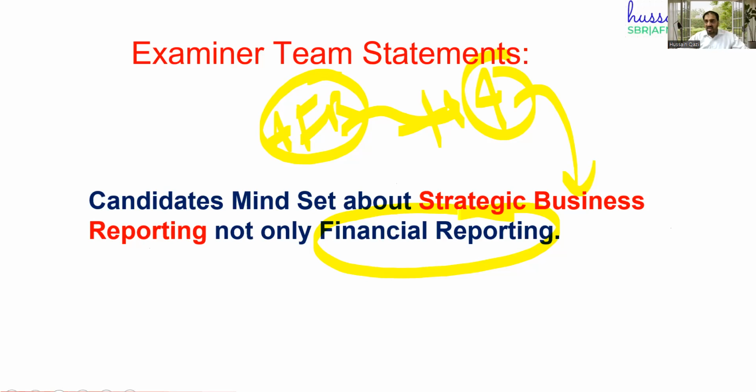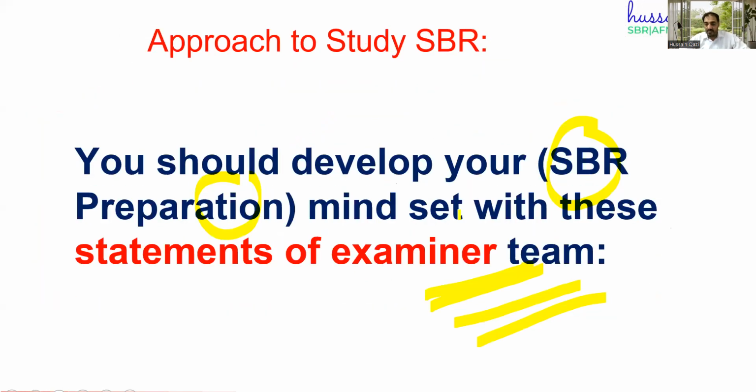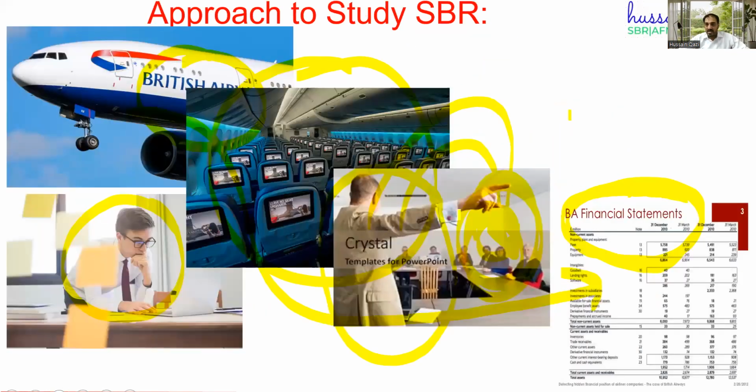And number three, a very important point from the examiner. With F7, with F3, or in fact whenever you study the accounting standards, you just focus on our role as a maker of the financial statement. Our role is maker of the financial statement.